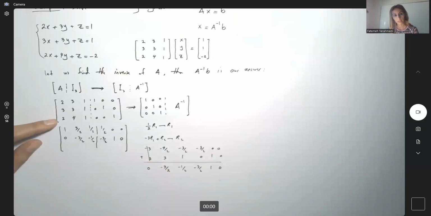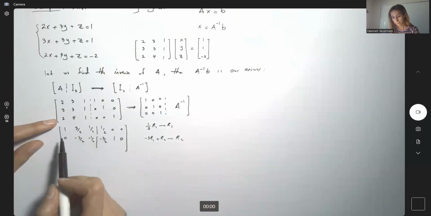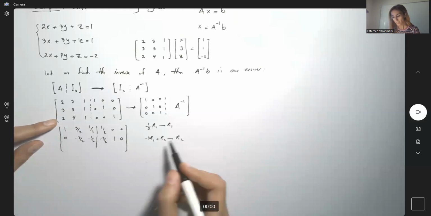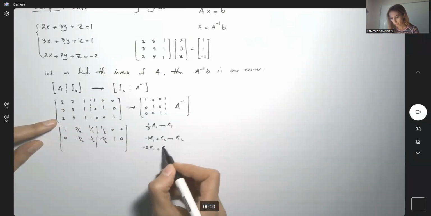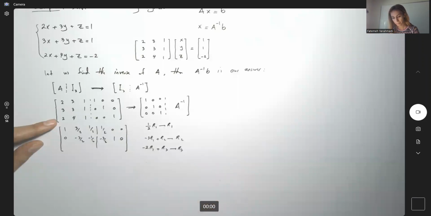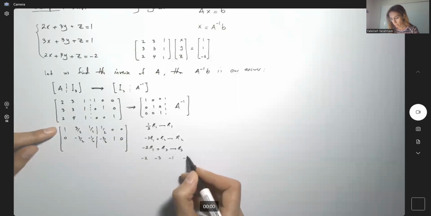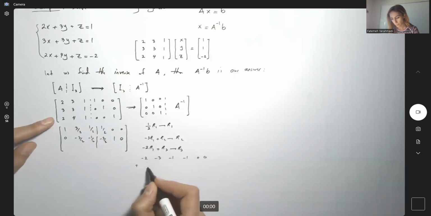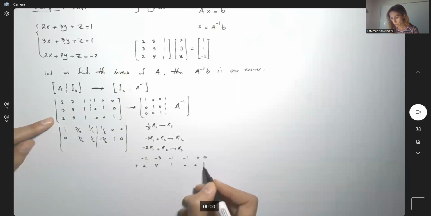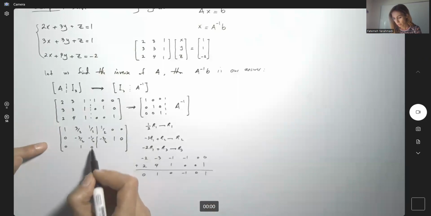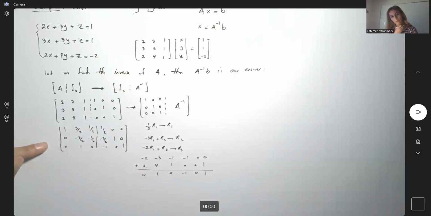So here you have 0, -3 halves, -1/2, -3 halves, 1, and 0. Let's look at this element. It must be 0, but it is 2. So what are we going to do? We're going to multiply the first row by -2 and add it to the last row. -2 R1 plus R3 becomes our new R3. Here we go. I have -2, -3, -1, -1, 0, and 0, plus 2, 4, 1, 0, 0, and 1. So this is 0, this is 1, this is 0, -1, 0, and 1.